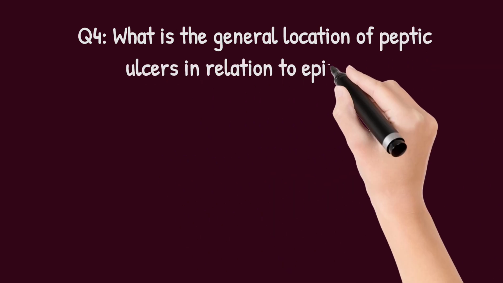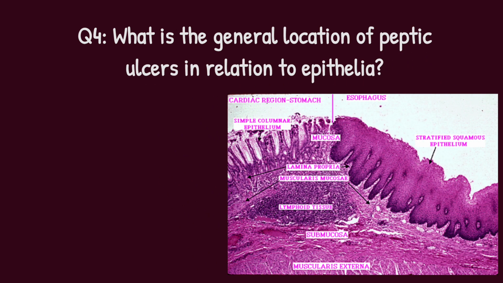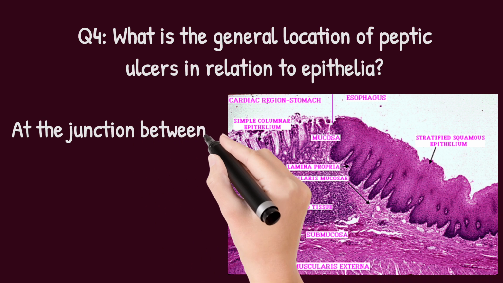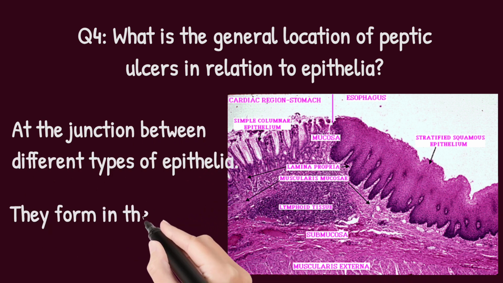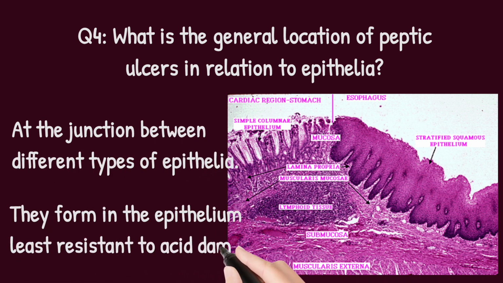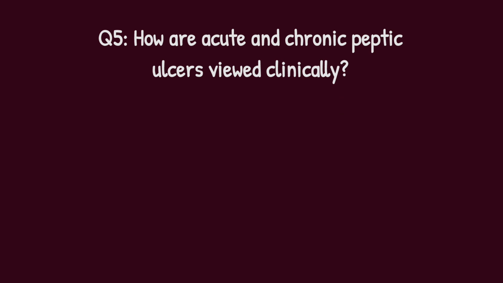What is the general location of peptic ulcers in relation to epithelia? Peptic ulcers occur at the junction between different types of epithelia, and they form in the epithelium least resistant to acid damage. How are acute and chronic peptic ulcers viewed clinically?